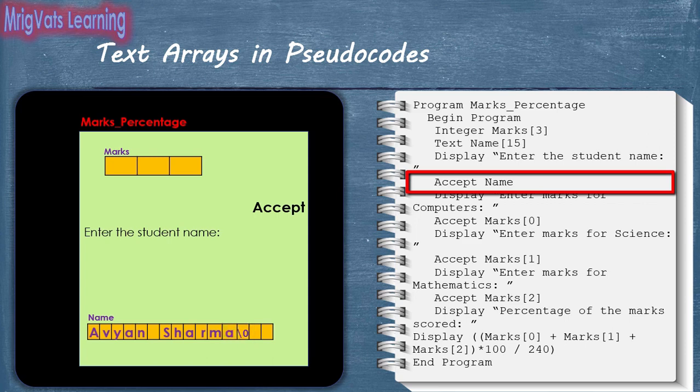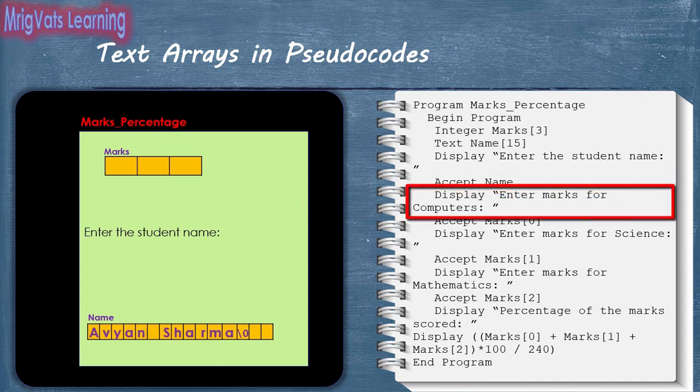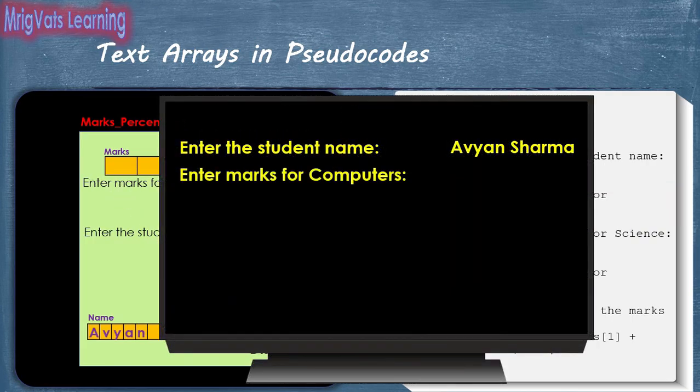Further, notice that even a space embedded in the text string is counted as one character. When the next display statement is run, the program writes the "Enter marks for computers" text in the memory allocated for the program. The display statement takes the text as an input and displays it on the virtual display board.